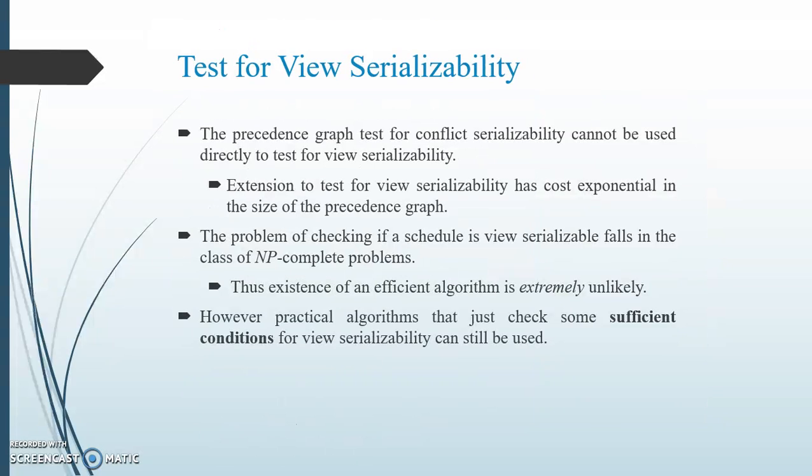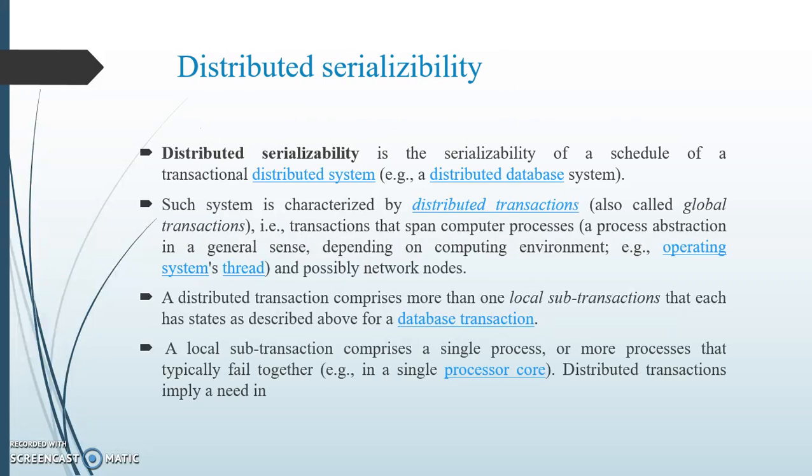Test for view serializability. The precedence graph test for conflict serializability cannot be used directly to test for view serializability. The problem of checking if a schedule is view serializable falls in the class of NP-complete problems. However, practical algorithms that just check some efficient conditions for view serializability can still be used.